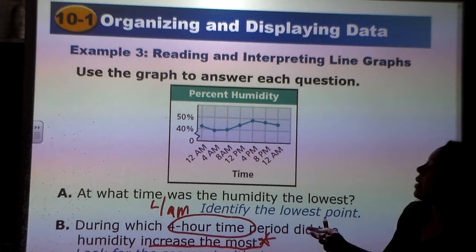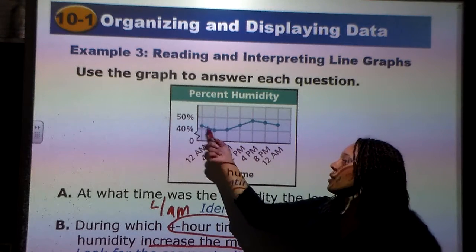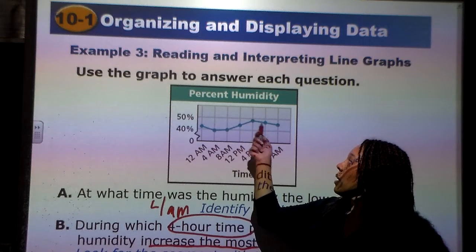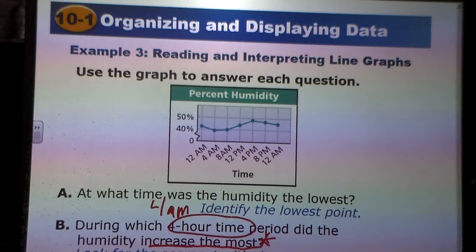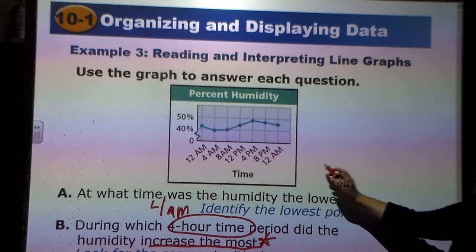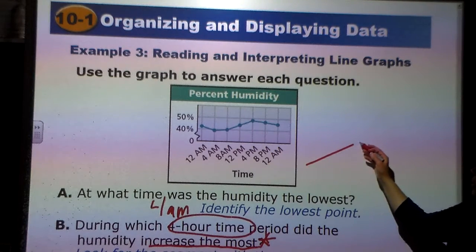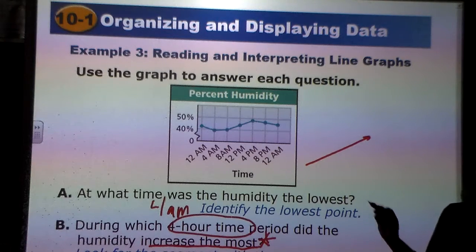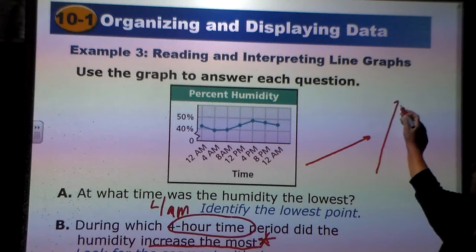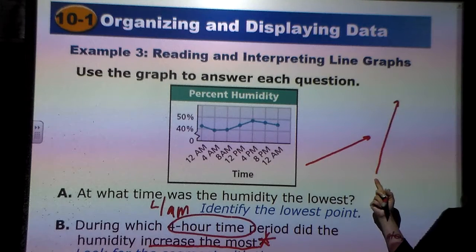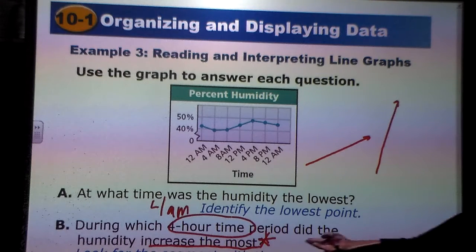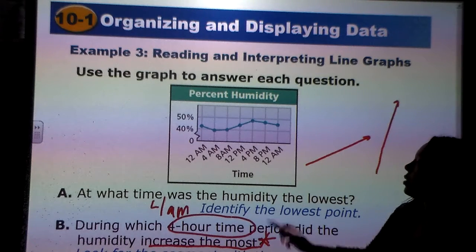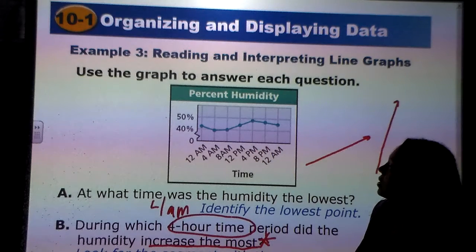When they tell you that line graphs are made up of segments, each one of these is a line segment. So you're going to look for the one that has the greatest positive slope. You know that if something is going uphill like this versus something going uphill like this, this has a greater change, a greater rate of change. So if you're looking for the one that has the greatest positive slope or increases the most, you would look for which of these increased the most.